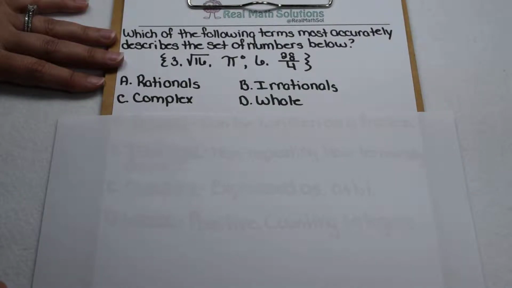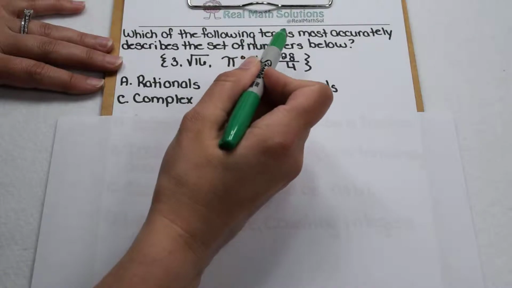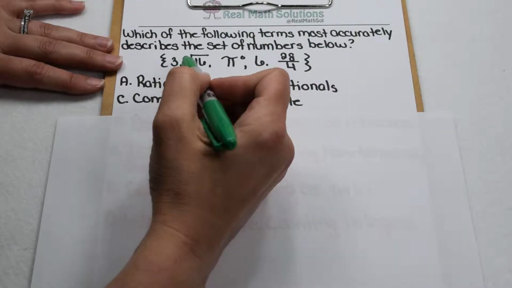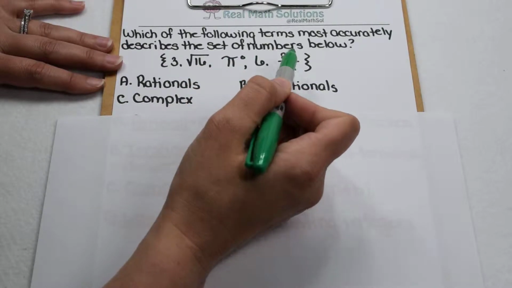We saw this one on a teacher page debating which of these 4 choices would actually be the best answer, or if there's 2 that should be considered right. The problem we have is which of the following terms most accurately describes the set of numbers below. And our set includes 3, the square root of 16, pi to the 0 power, 6, and 28 over 4.